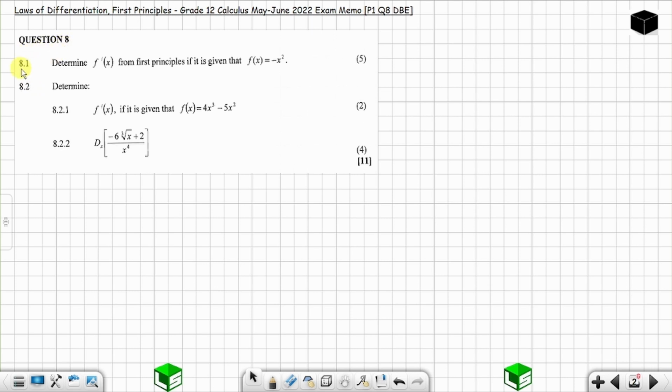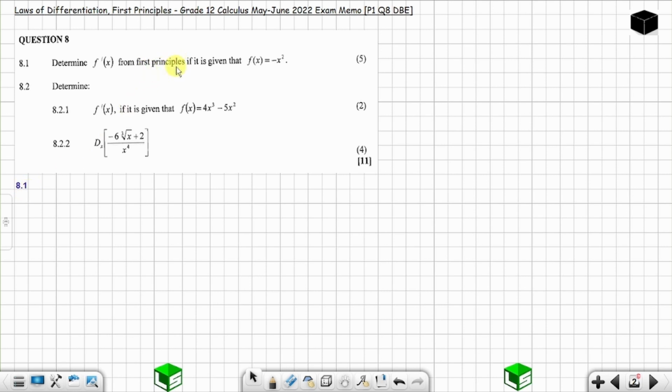Okay, 8.1, determine f prime of x or determine the first derivative of x from first principles if it is given that f of x is equal to minus x squared. This question is 5 marks. Okay, if I use the laws of differentiation or the rules of differentiation, the answer will be minus 2x. But the question says use the first principles. So 8.1, we are going to use the first principles.